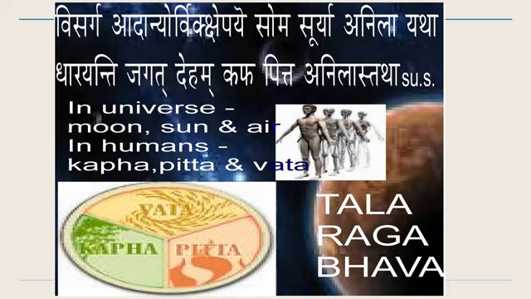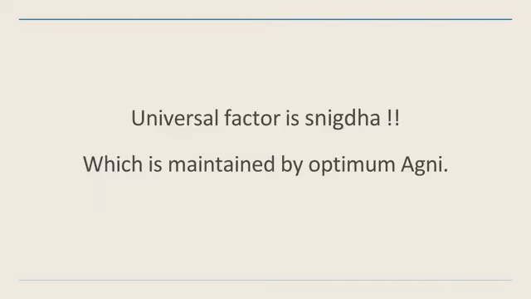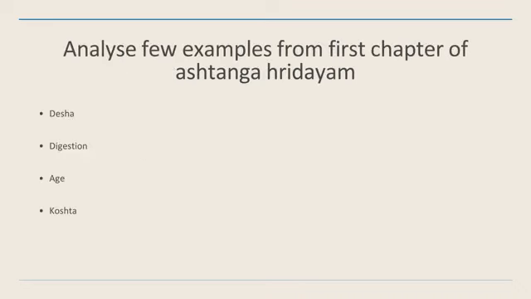In all four, Shita, Snigdha, Ushna and Ruksha, the Snigdha is the universal factor which is maintained by optimum Agni. Only if we understand Snigdha alone, we can solve many problems, we can understand many concepts. Let us analyze with a few examples from Ashtanga Hridayam.